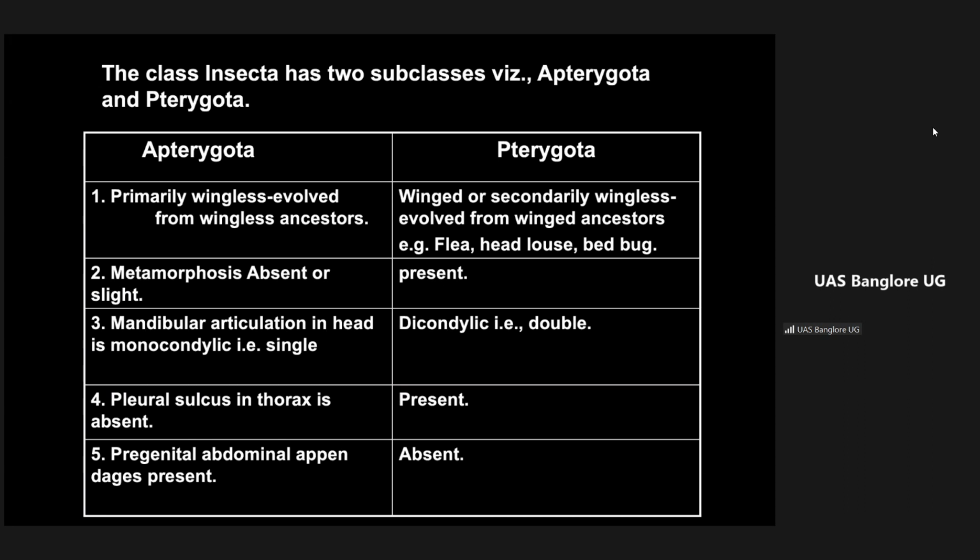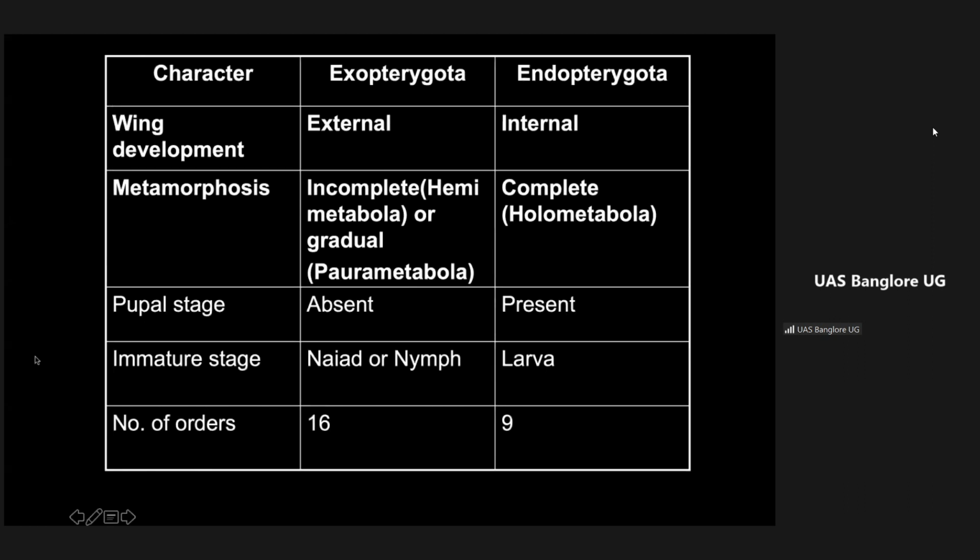Clear? Class Insecta is grouped into two subclasses, Apterygota and Pterygota, based on the presence or absence of wings, or so many other characters. For 2 marks, differentiate Pterygota and Apterygota with example, you will get 2 marks easily. Or they might ask whether metamorphosis is absent or present in Apterygota, so you should not get confused. Please remember, you should be able to write the answers for all these things. Then there are also other characters, for example wing development.